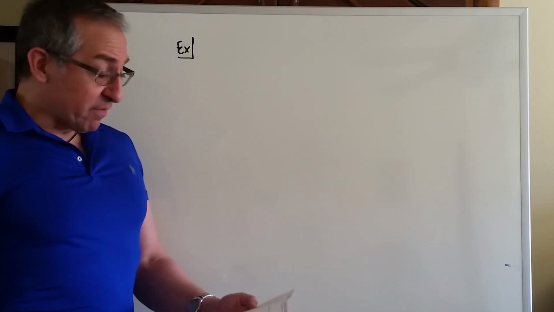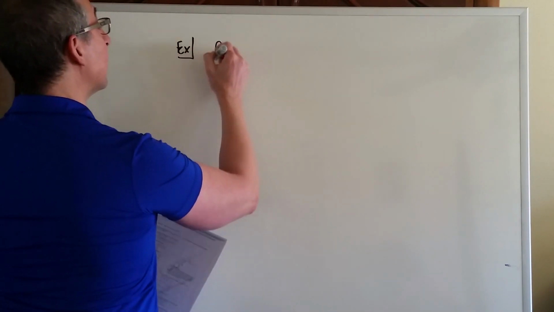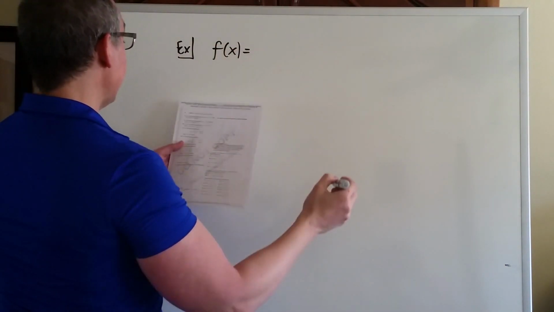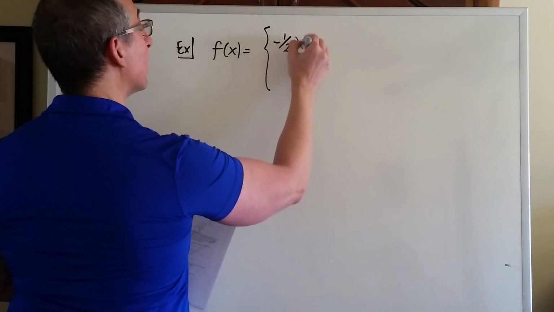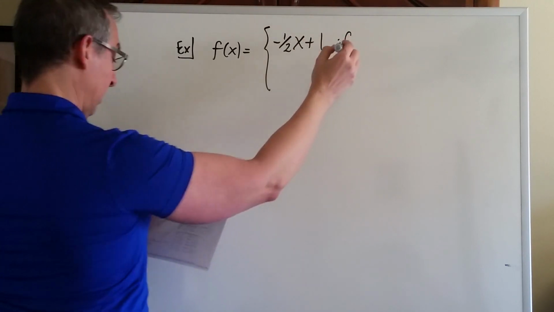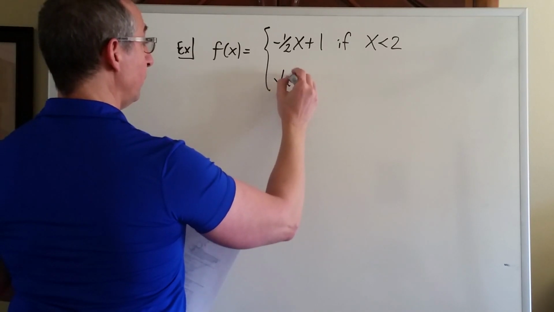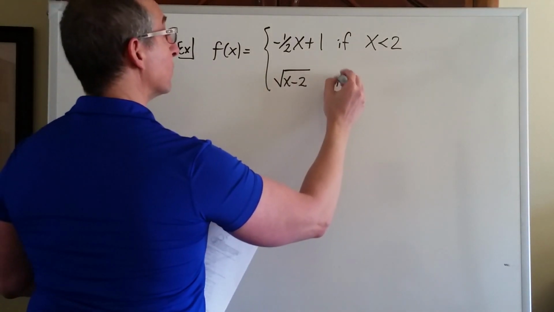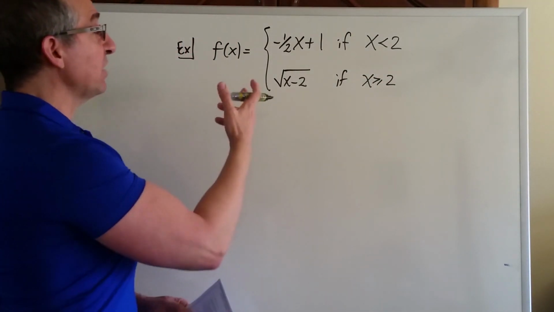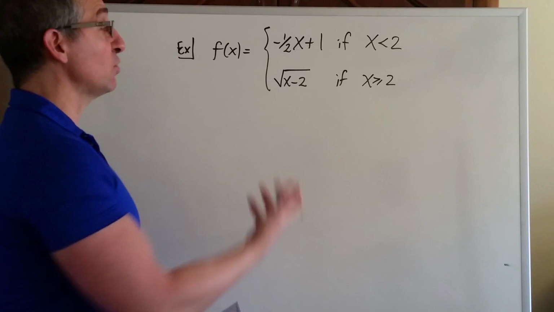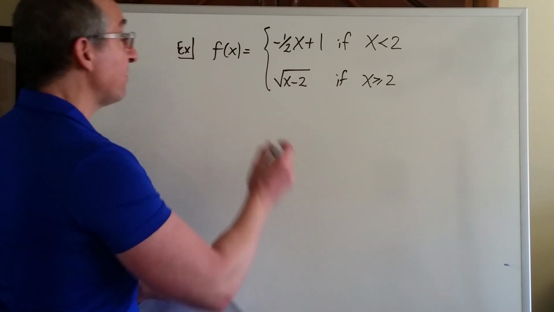I picked a couple problems out of your book here, and I'm looking at, for example, number 12. And they give us the function f of x. Now again, if you recall, when the function is defined in pieces like this, we call it a piecewise defined function, okay? So what they want us to do is find the following.